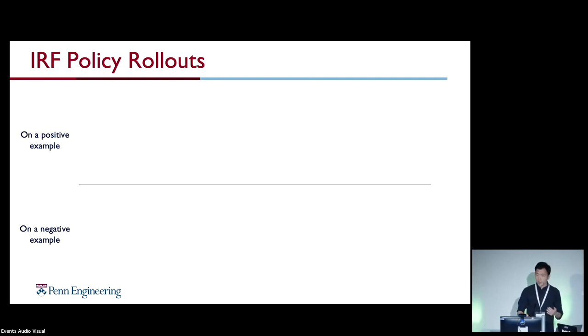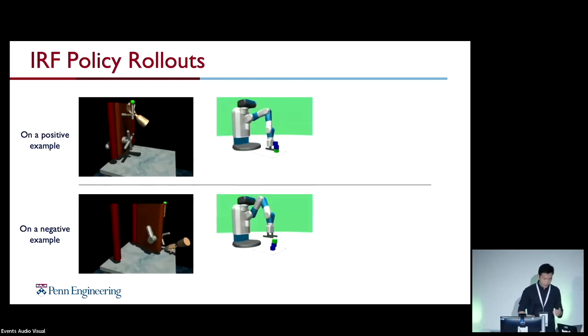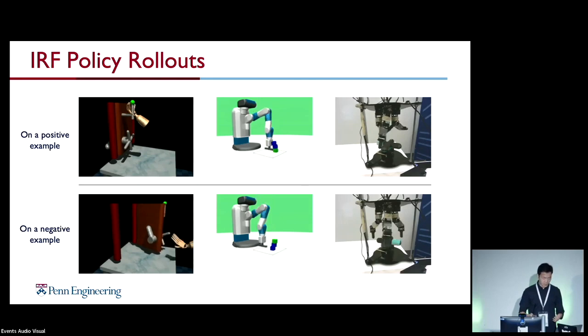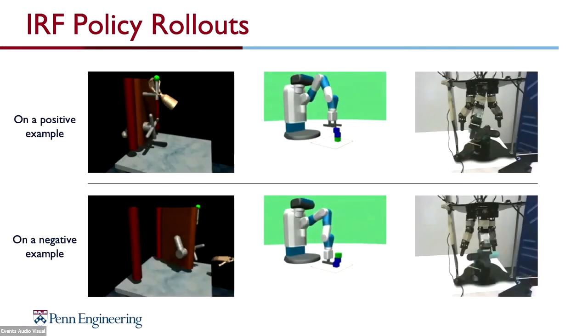But what does the LIRF policy do? It tries to open the door by pulling the door handle, pokes the bottom block to examine if the block stack is stable, and gently unscrews the valve to verify if it is tightened. Through these behaviors, the LIRF policies are able to distinguish between success and failures.